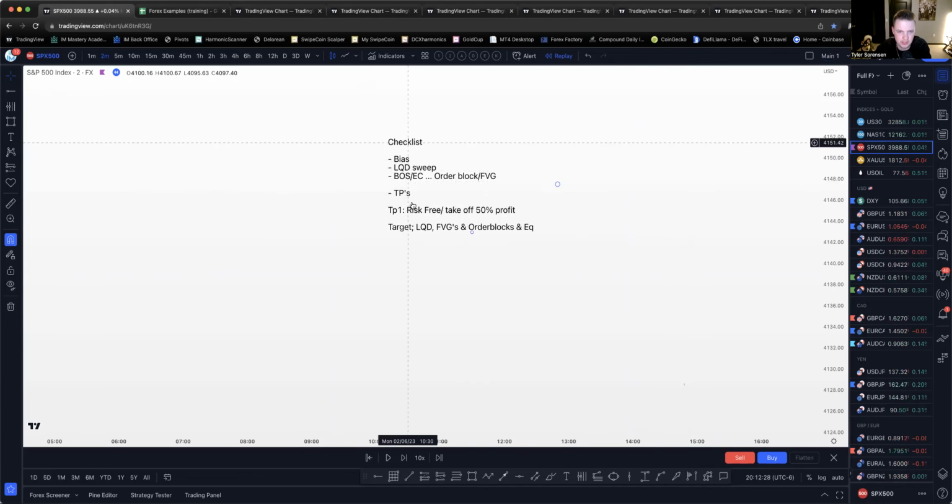I know it's not super clean, but that's what it is. Bias, liquidity sweep, then get a break of structure or an engulfing candle for your entry point. If you want, you can wait for an order block or fair value gap re-entry, and then take profits: TP1, and then extended TPs. Guys, that's super, super, super simple.